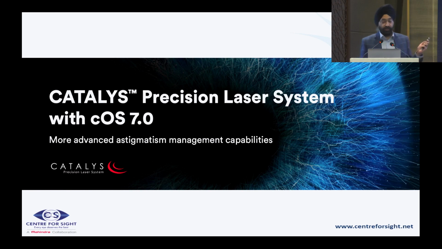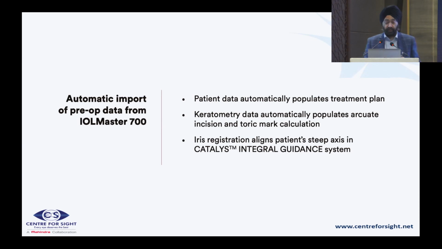This is the COS7 system, which we'll be starting work on as soon as I go back from the conference. So this is a limited market release and then will become a market release. In this particular system, it is now being linked with the IOL Master 700, which all of us have. So from a Cassini, it is being changed to the IOL Master 700, like you have the Callisto system in the microscope that is linked with the IOL Master 700. The keratometry data will automatically populate arcuate incisions and toric mark calculation. So this is something which is important.